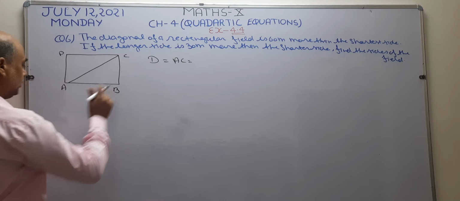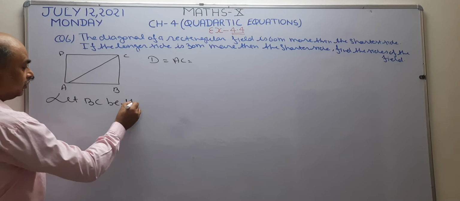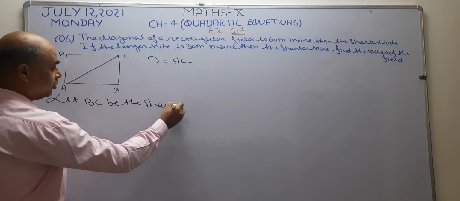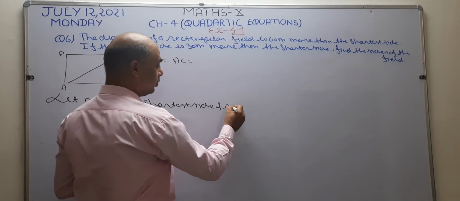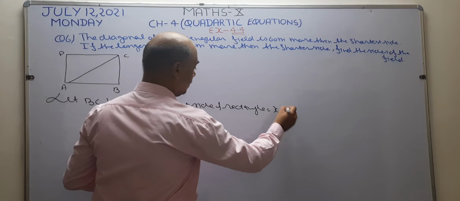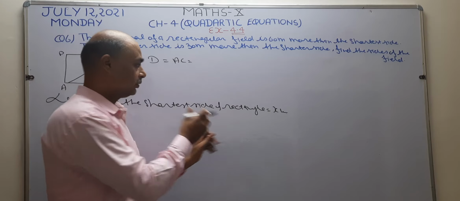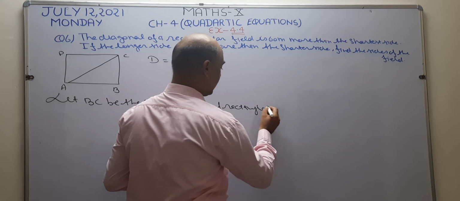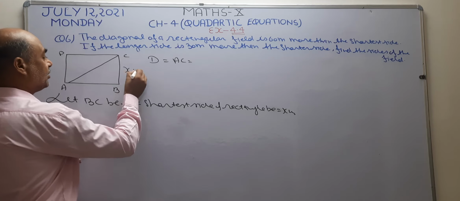I suppose let BC be the shortest side of a rectangle. Let BC be the shortest side of the rectangle, right here, I suppose this side is x.